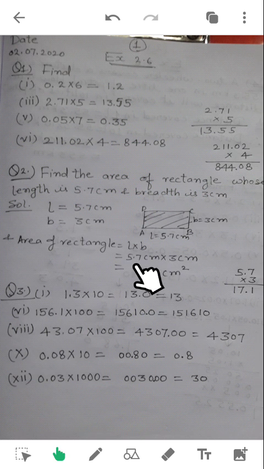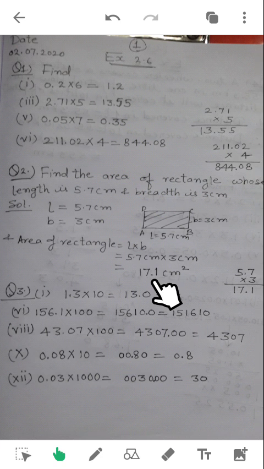3 sevens are 21. So, 1 we have written and 2 will be carry. 3 multiplied by 5, it is 15. And 15 plus 2, it is 17. After decimal, there is only one digit. So, we will start counting from the last digit, 1 digit, and we have placed the decimal here.